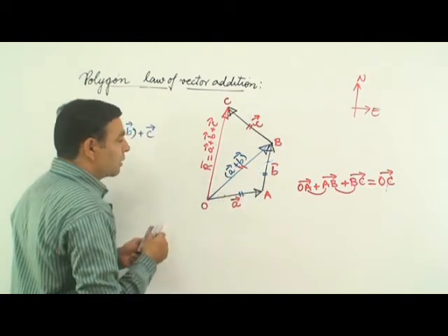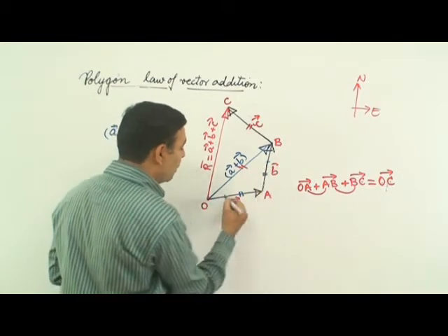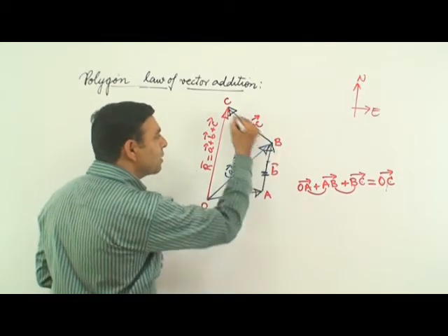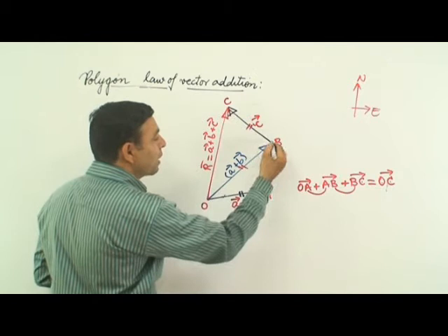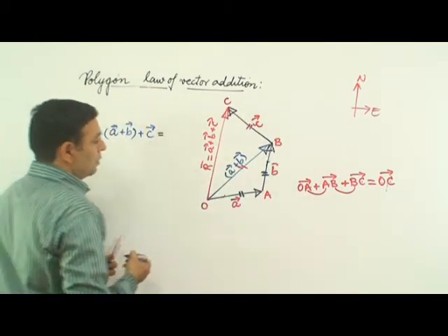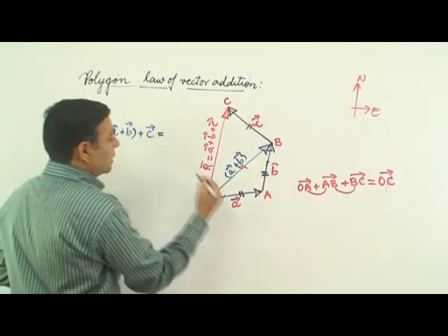One more thing you can understand with the help of this polygon law is that vector addition is associative. For example, now I am adding A and B first to get A plus B. Then I am adding C to this A plus B. I get this. Fine. So A plus B plus C is this OC.